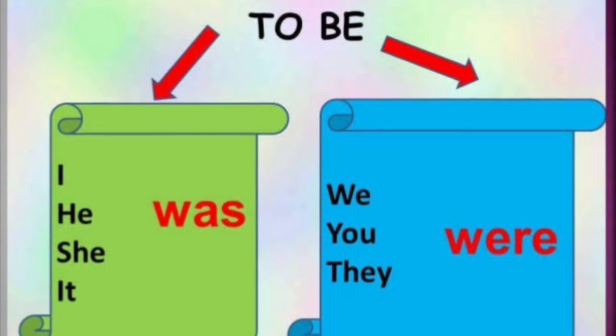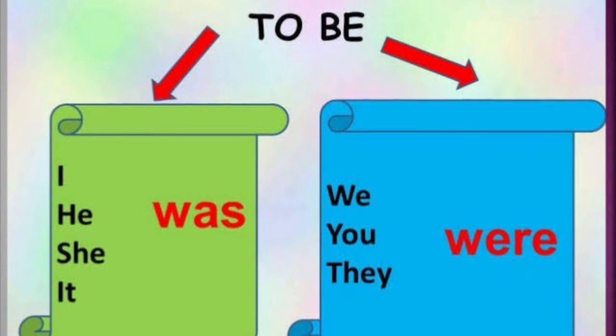Now if I come to we, you, they, with we, you, they we will use were, or instead of these words, if there is any name like Rahul and Rohit, were. Okay, so if there are two names, or more than one person in the sentence who is doing the action, with that subject we have to use were. With that we have to use were only.